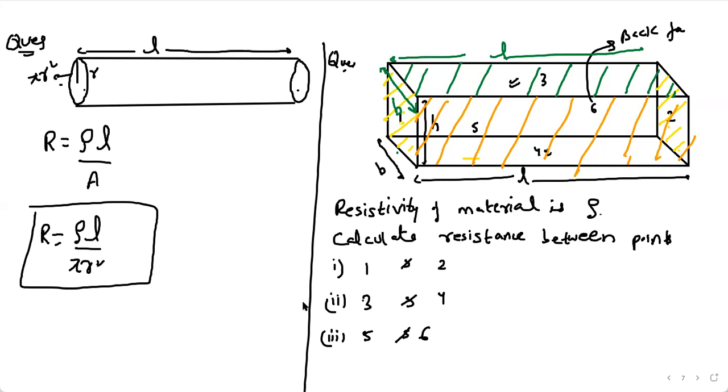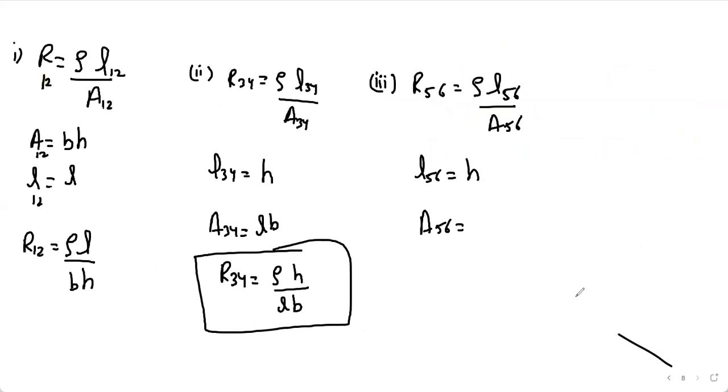Yes, Abdullah, it will be B. This is the front face and that is the back face. Separation between front and back face is B only. I need the area of this particular face. One dimension is L, another dimension is H. So you wrote it as H, it should be B. Yes, sorry. One is L, another is H. So when I substitute these values here, R5, 6 becomes rho B over LH.